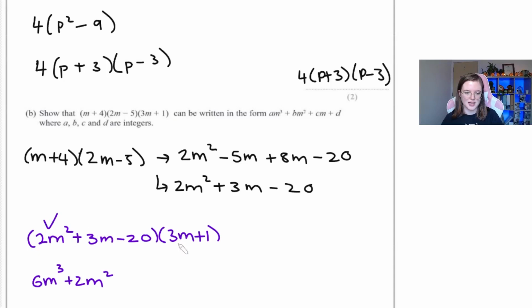So this guy times that guy, which is 9m squared. Then this guy times that guy, which is plus 3m. Done. And then minus 20 times 3m, which is minus 60m. Then minus 20 times 1, minus 20. So it goes in a nice order. And then it's also an order down here. It goes a cube, and then 2 squared, and then 2 m's, or whatever letter you have, and then a number. That's then always the same no matter what.